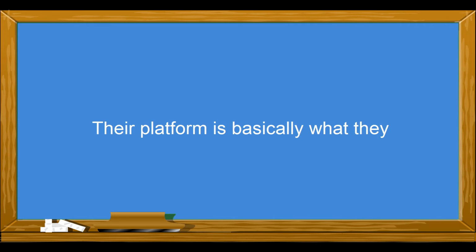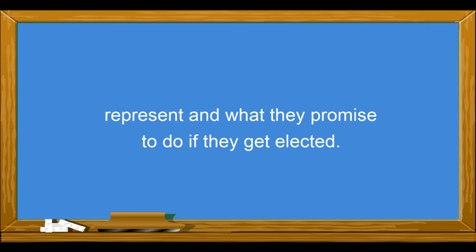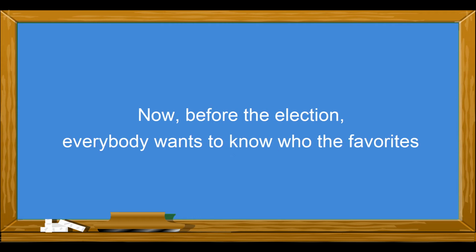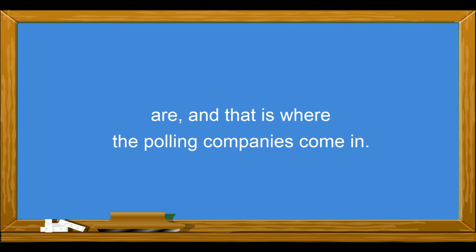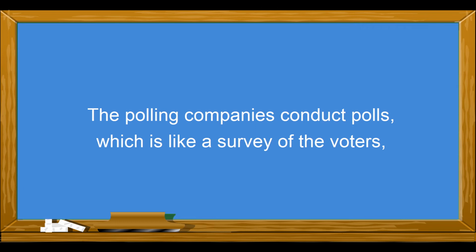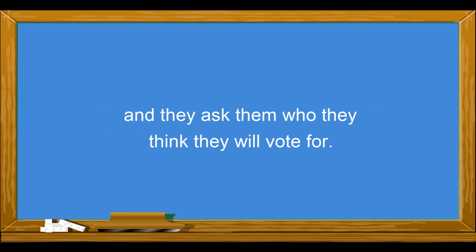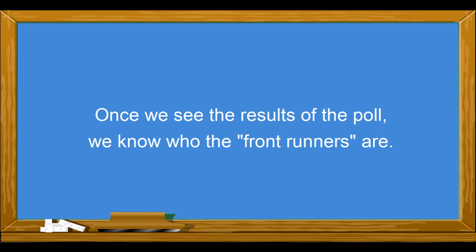Their platform is basically what they represent and what they promise to do if they get elected. Now, before the election, everybody wants to know who the favorites are, and that is where the polling companies come in. The polling companies conduct polls, which is like a survey of the voters, and they ask them who they think they will vote for. Once we see the results of the poll, we know who the front runners are.